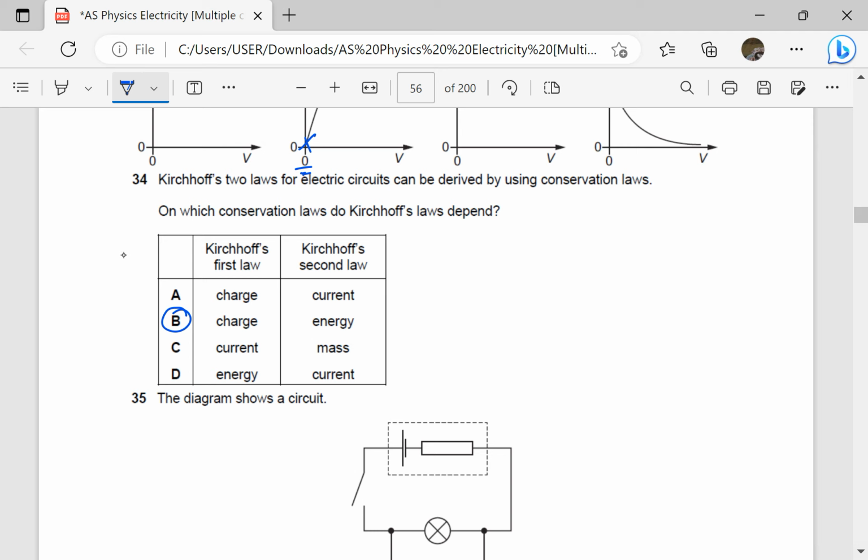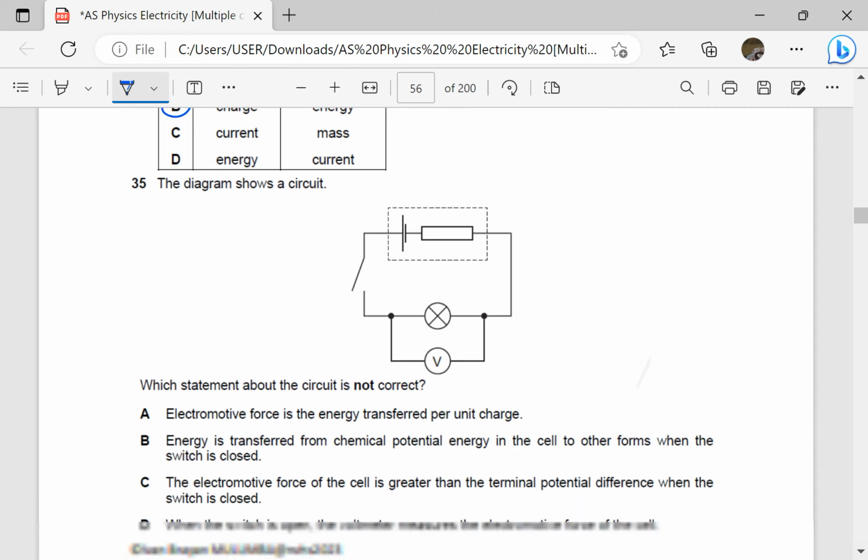Sum of currents into a junction equals sum of currents out of a junction. That is charge, because current is the rate of flow of charge. Then the second law, sum of EMFs is equal to the sum of PDs. EMF and PD, that is energy. So the answer is B.